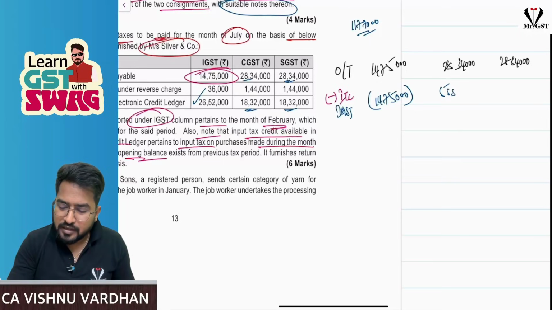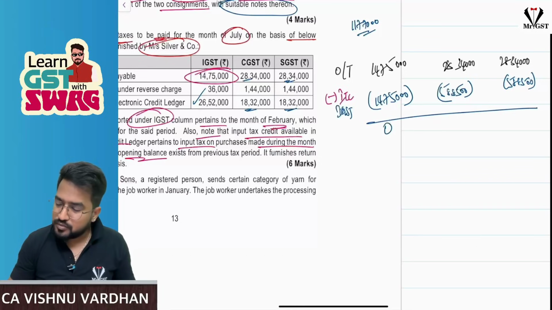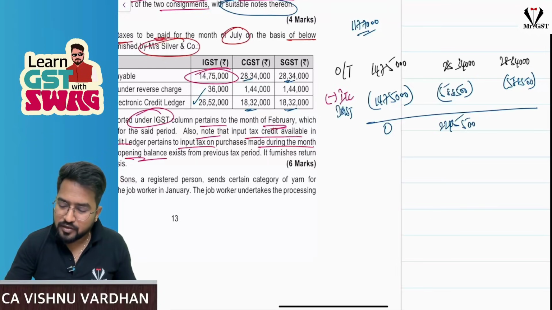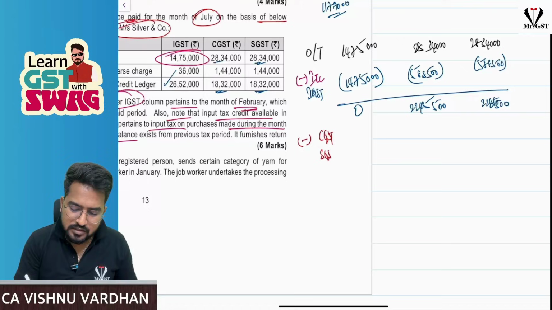So 5,88,500. This is used from IGST. Now if you see the liability, 28,34,000 minus 5,88,500 is 22,45,500. So from that now you can just reduce that CGST, SGST both.